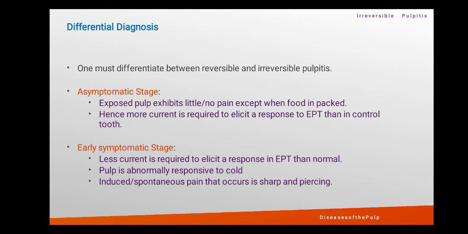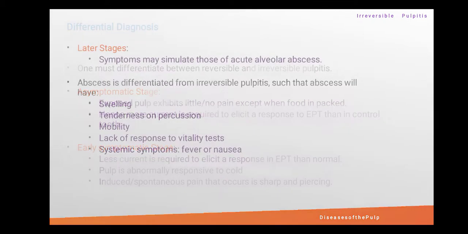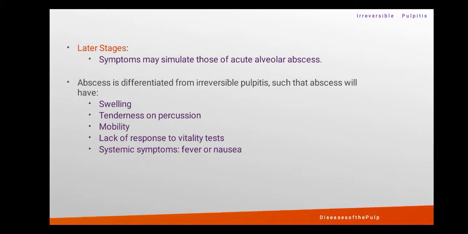DD, or differential diagnosis. Asymptomatic stage: exposed pulp exhibits little or no pain except when food is packed. Hence, more current is required to elicit a response to EPT than in a control tooth. Then comes the early symptomatic stage, where less current is required to elicit a response in EPT than normal. Pulp is abnormally responsive to cold, with induced or spontaneous pain that is sharp and piercing in nature. In the later stages, symptoms may simulate those of acute alveolar abscess.